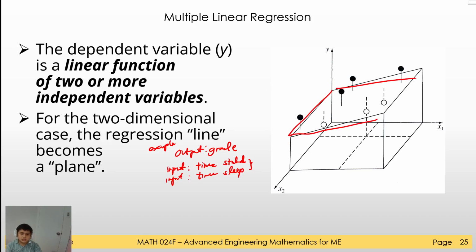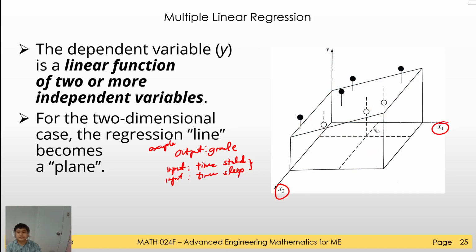be this plane. So given your first variable and second variable, it can map a certain height that is your output. So the input here, and then you have a corresponding output here. Input, input, corresponding output here. So that will be your multiple linear regression.